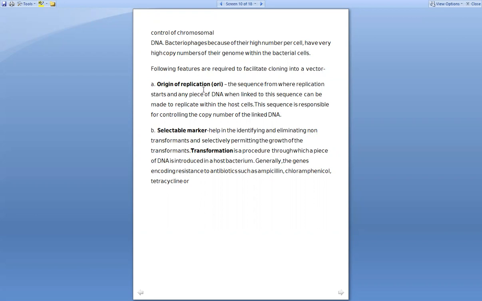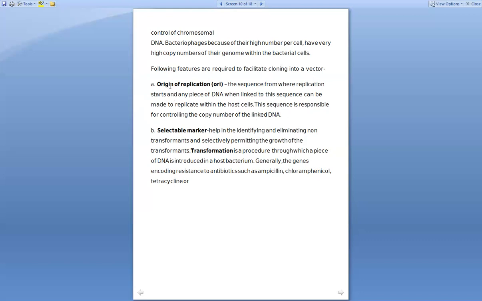Now, which types of sites should be present in the cloning vector, right? The first is the origin of replication, simply depicted as ORI, right? It is the sequence from where replication starts, and any piece of DNA when linked to this sequence can be made to replicate within the host cell. This sequence is also responsible for controlling the copy number of the linked DNA.